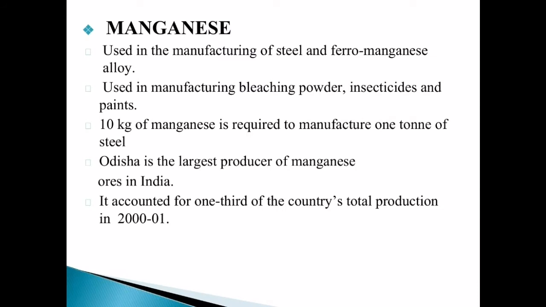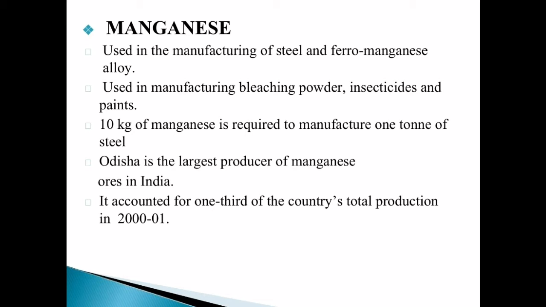Children, now let's understand another important ferrous mineral, that is manganese. Manganese is used in the manufacturing of steel and ferromanganese alloy. It is also used in manufacturing bleaching powder, insecticides and paints. 10 kg of manganese is required to manufacture 1 ton of steel. Odisha is the largest producer of manganese ores in India.